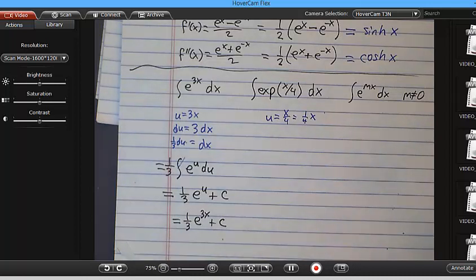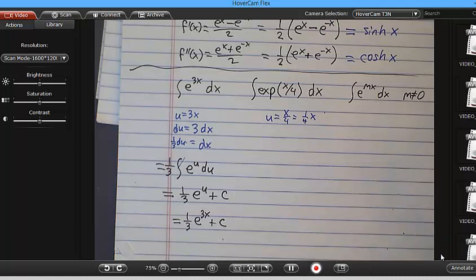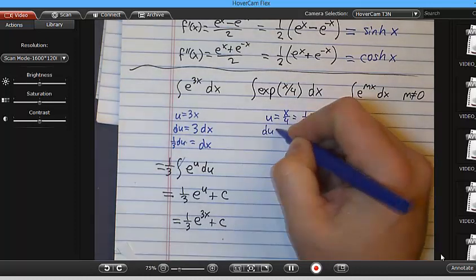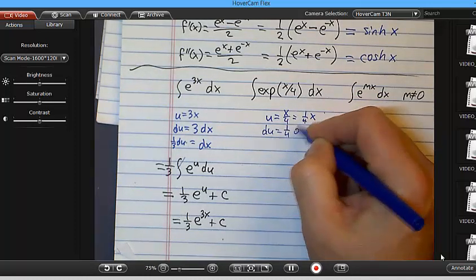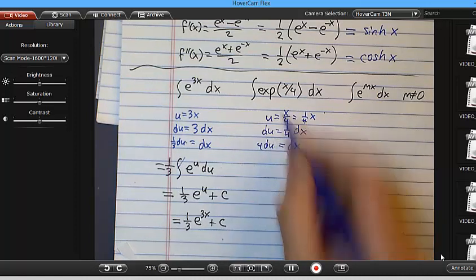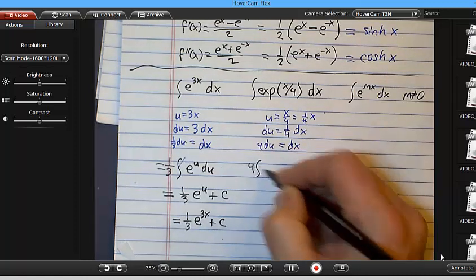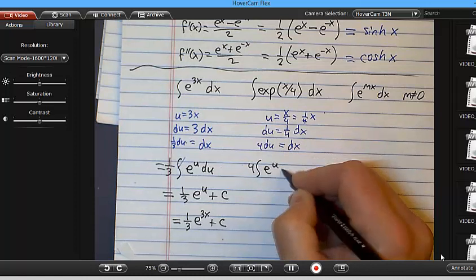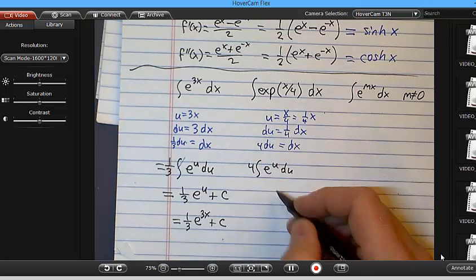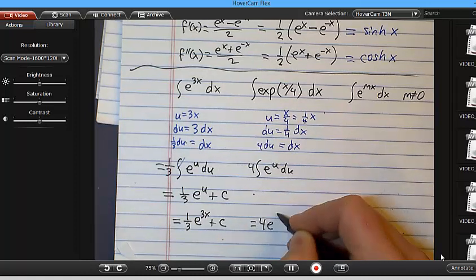Okay? And I think I should pause and let you guys try the next two problems, because if you can do those, then we're making some progress. I'll pause for a minute. So let's see. If you did this one, you get du is 1/4 dx. So dx is 4 du. So you need to multiply by 4 when you do it. You have 4 times the antiderivative of e to the u du. So the answer is 4e to the 1/4 x plus c.